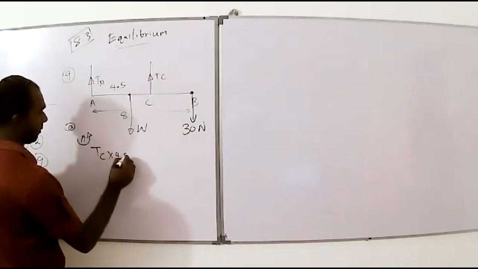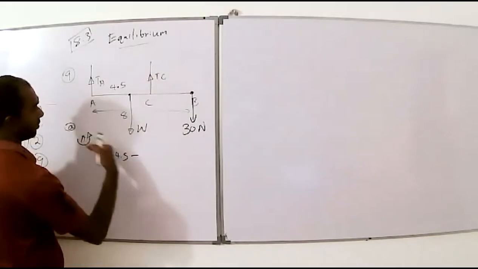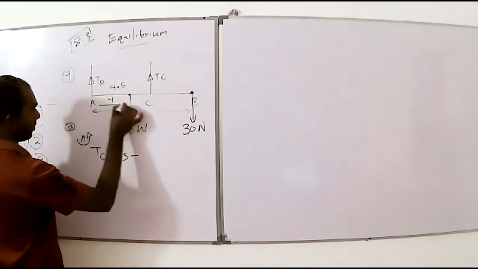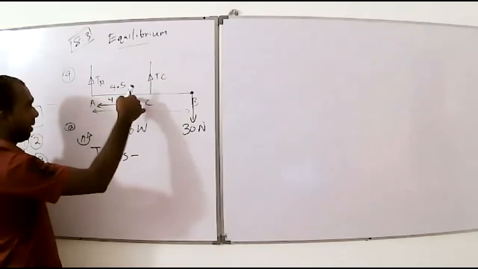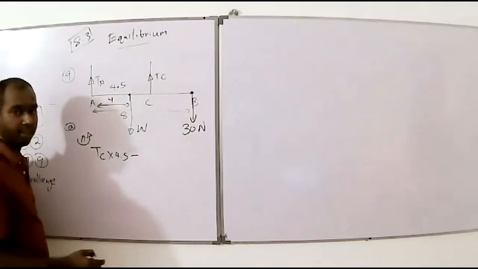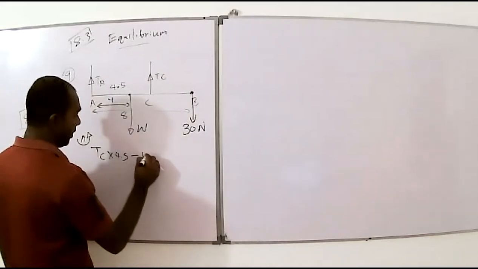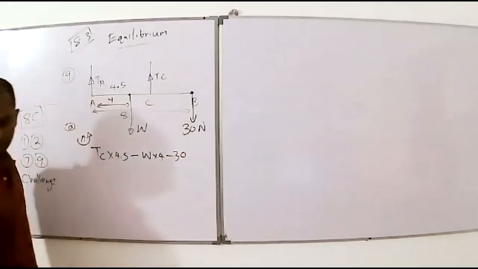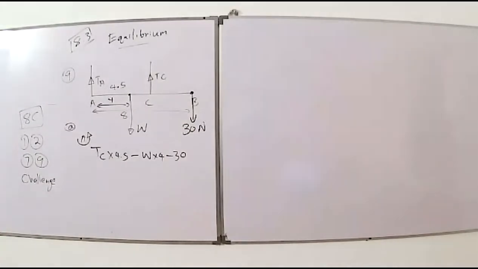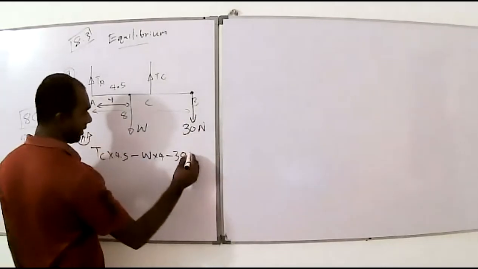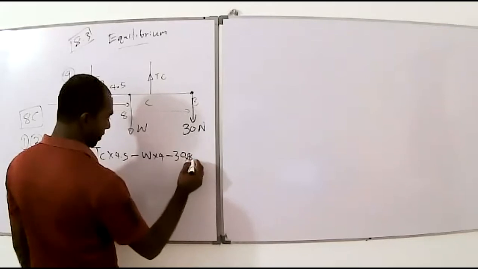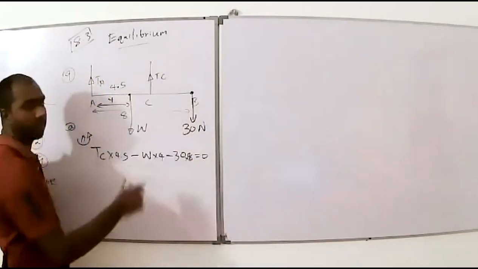So I can take TC times 4.5 minus the weight, which acts halfway through. Since the rod is uniform, you can take it as acting in the middle. So minus W into 4, minus this 30 also. How much is it going to be? 8 meters. So that's all the three forces here.